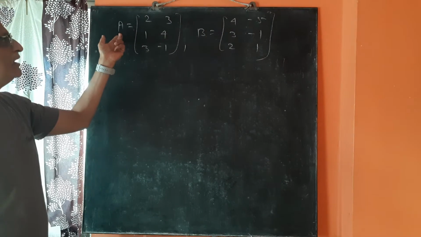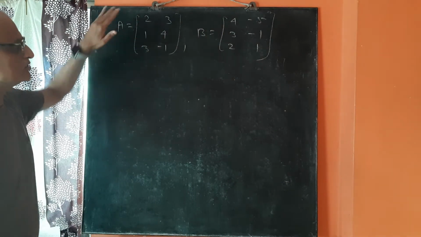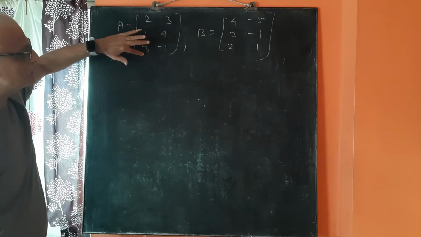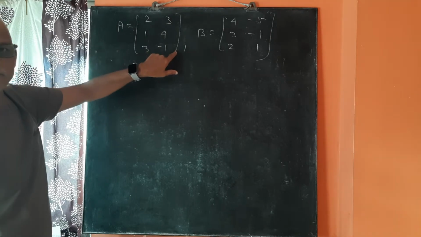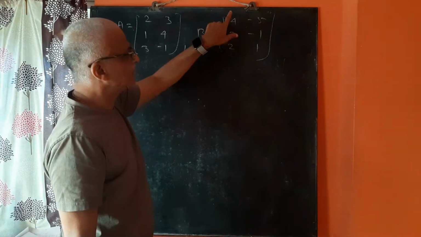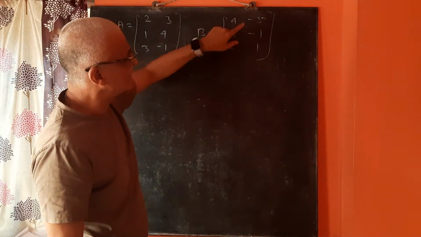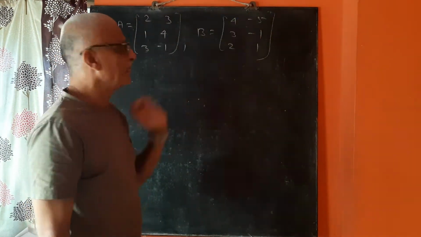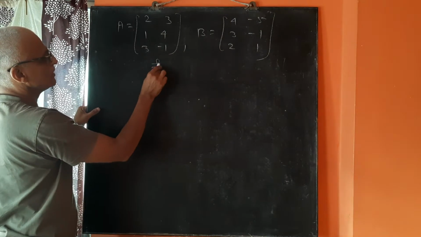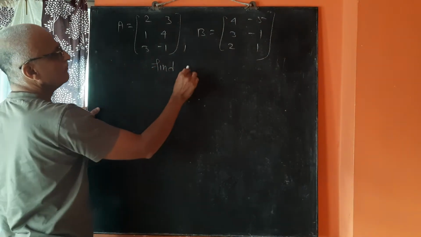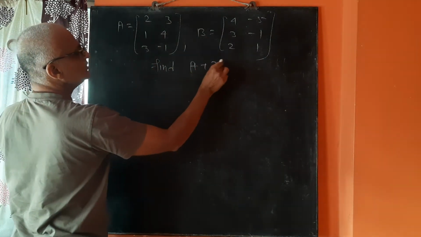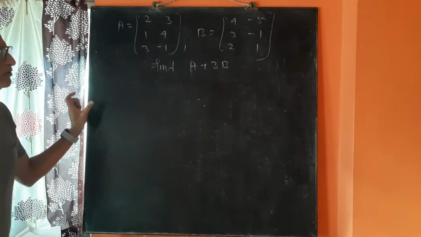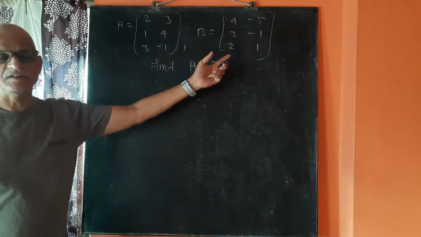What is the order of A? There are 3 rows, 1, 2 and 3 rows, and 2 columns, that means 3 by 2. The order of B, again there are 3 rows, 1, 2 and 3, and 2 columns, that is again 3 by 2. So the same order. Our question is to find A plus 3B. We have to find out the matrix A plus 3B.